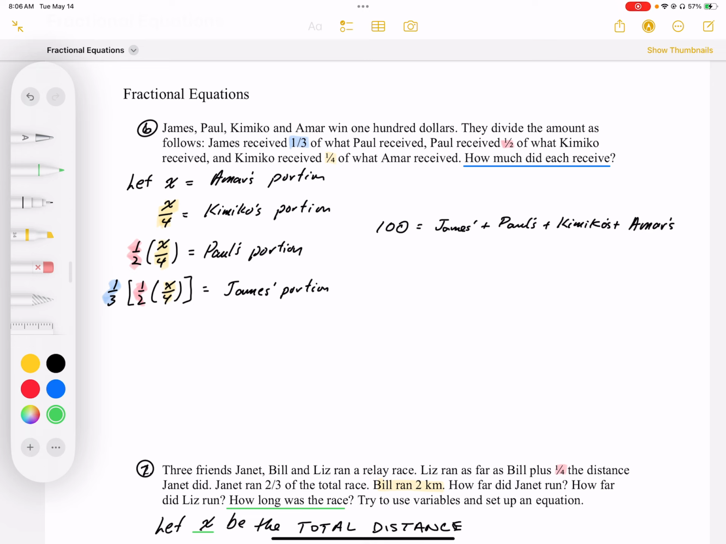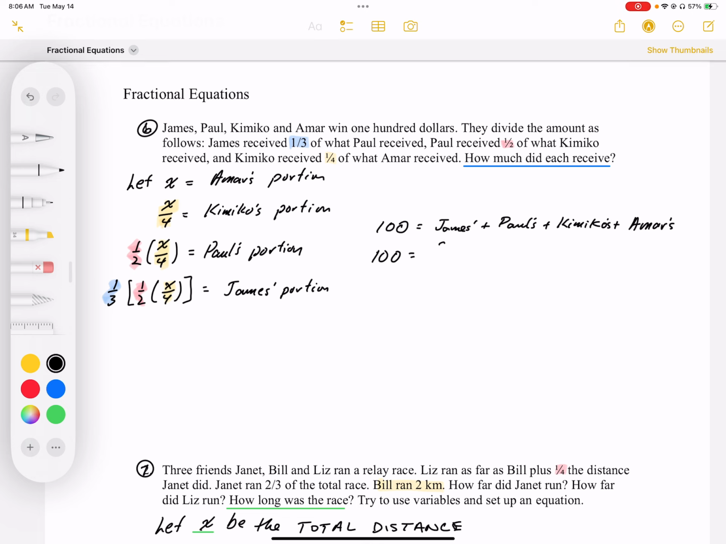Now I need an equation to solve. The equation is going to be based on $100 because I know that James, Paul, Kimiko, and Amar all add up to $100. So that's what I'm going to do. I get 100 is equal to James. I'm going to multiply that through. All the bottoms multiplied together.